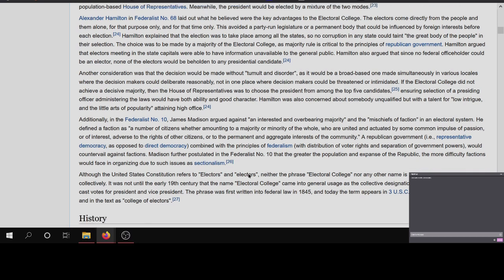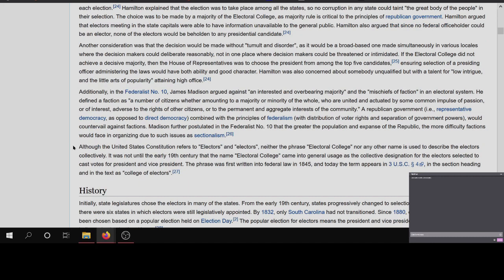So let's go through here. Although the United States Constitution refers to electors, quote, electors, end quote. So big and low, upper, lower. So big electors and small electors.